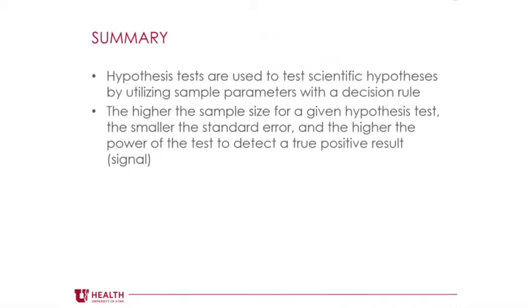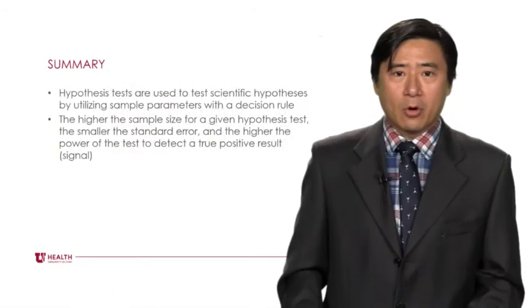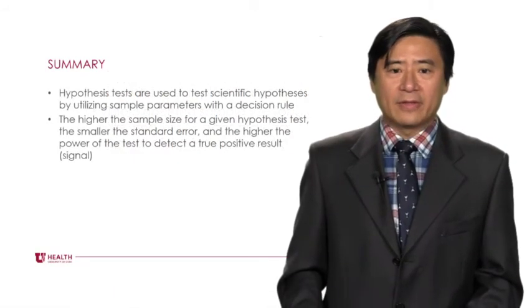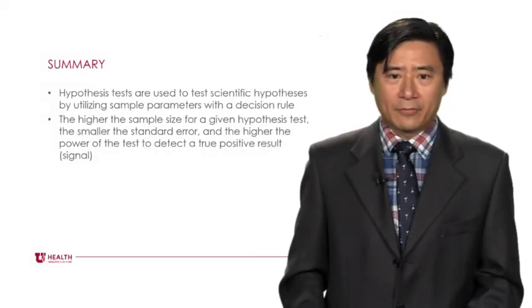In summary, hypothesis tests are used to test scientific hypotheses by utilizing sample parameters with a decision rule. The higher the sample size for a given hypothesis test, the smaller the standard error, and the higher the power of the test to detect a true positive test result, what we call the signal. That's all for this block, and this is the end of the statistical inference lecture.